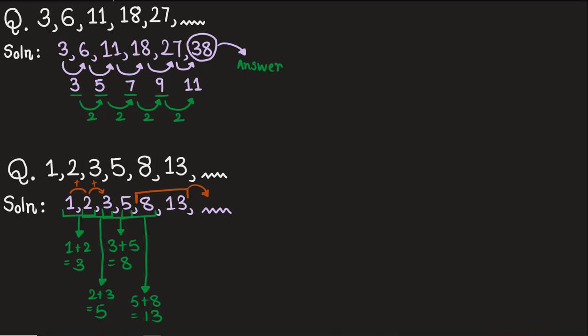So let us add 8 and 13. After adding 8 plus 13, we can clearly see our answer would be 21. So 21 would be our answer. So this was how we solve sequence and series. So let us take one or two more questions to understand it better.